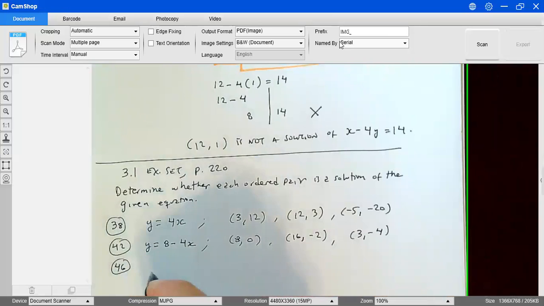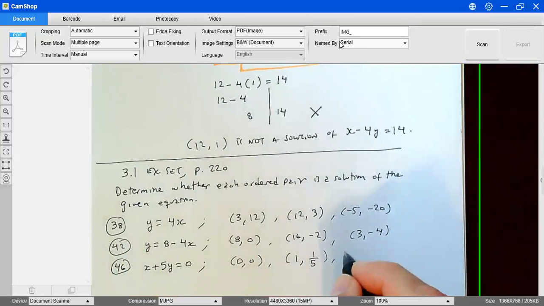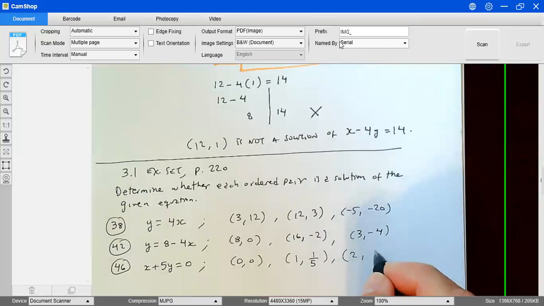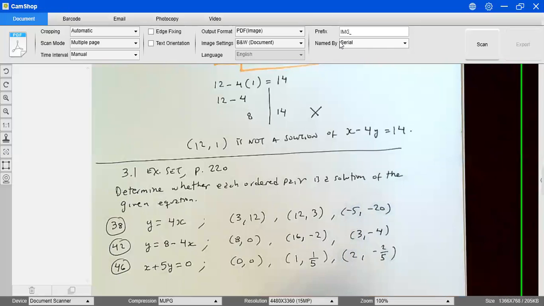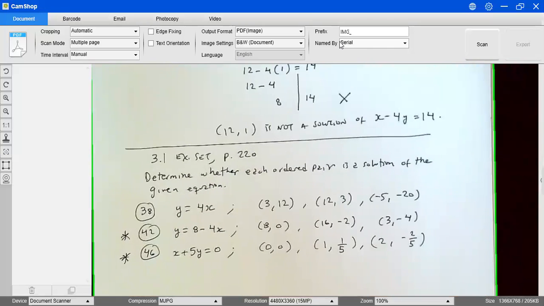And finally, you're going to work on this equation x plus 5y equal to 0. So that's my linear equation in two variables. And you're going to test point 0, 0, then point 1, 1/5, and finally 2, -2/5. So these are the problems that you're going to work on. So at least send me your answers, your work for the last two problems. I'm going to give you again 10 minutes to work on this, and then we're going to continue with our lesson.